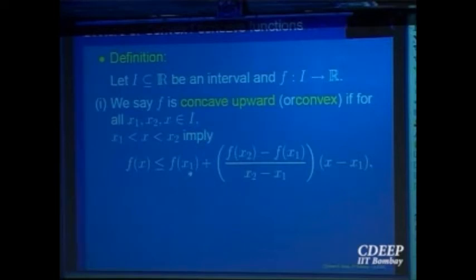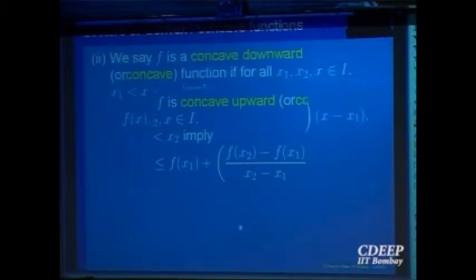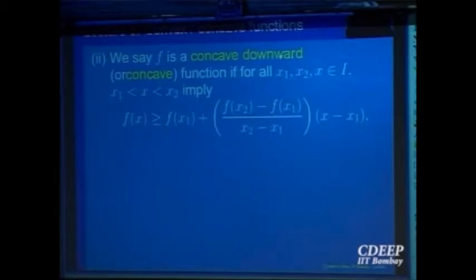So this is the value at the point x1, f of x. So the value at x1 is always bigger than or equal to the value of the line joining the two points. So that is less than or equal to f of x. And similarly we say it is concave downwards if the inequality is the other way around, right? The function f of x is always bigger than or equal to the chord, so that is called concave downwards.